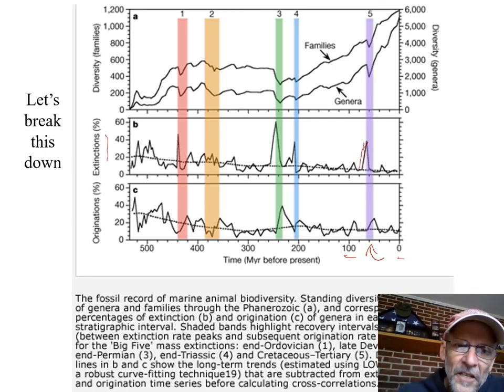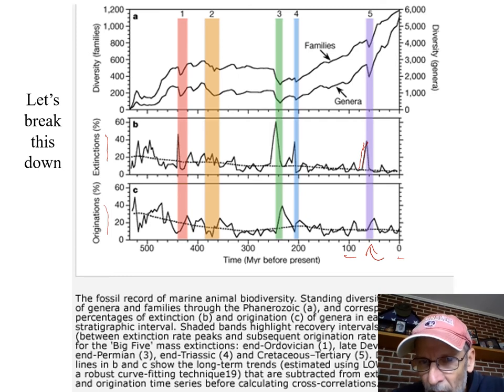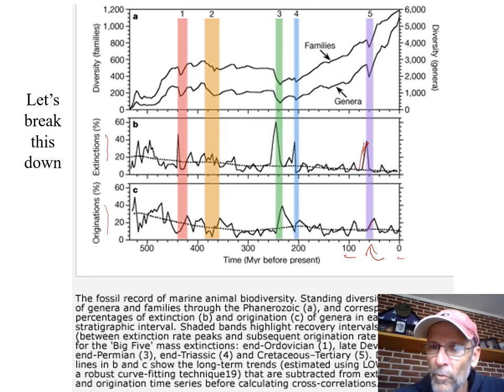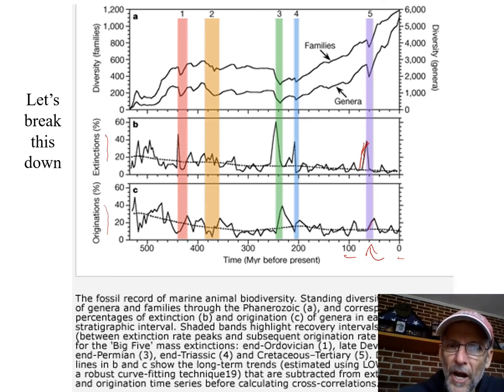Right? And then this line represents originations, right? That means new species coming about. How did the spike in new species relate to the spike in extinctions? It followed it by just a little bit, right? This spike in extinctions opened up niches and set the stage for rapid speciation. And we have seen that five different times in the fossil record in the history of life on Earth since about 600 million years ago or so, right?